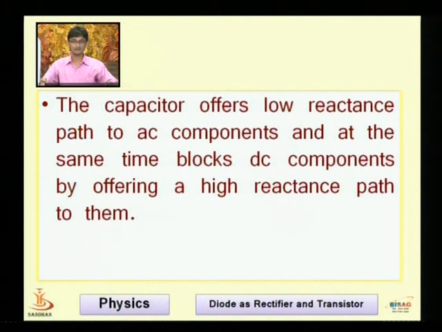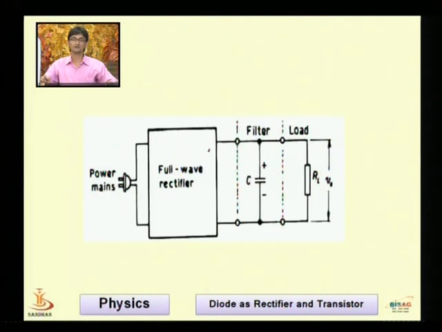Let me try to see the figure. Here is a full wave rectifier. If there is an AC component present in the given output, those AC components will try to move through that capacitor, because for AC components, the capacitor acts as a low resistance device. If you try to recall again the formula, XC equal to 1 upon 2 pi FC. If there is a frequency, higher the frequency, lower the reactance.